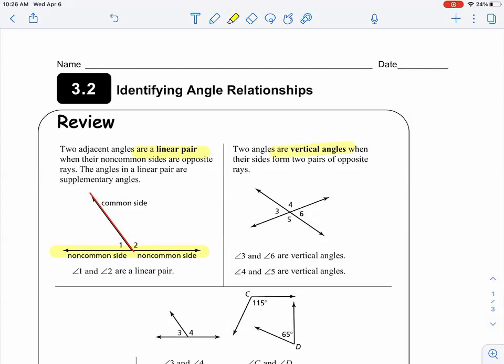Then vertical angles. Remember, vertical angles are ones that are across from each other. So like 3 and 6 are vertical angles. 4 and 5 are vertical angles. Okay, they're across from each other and they're congruent, by the way.